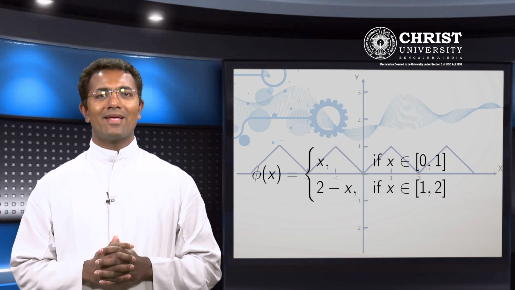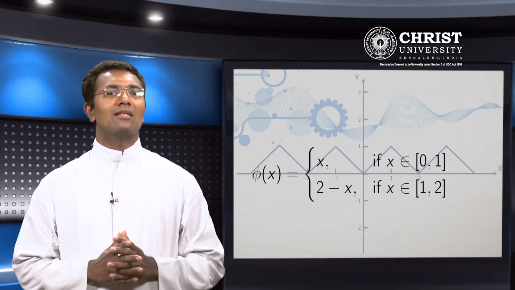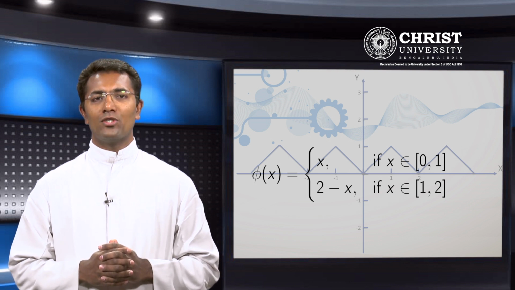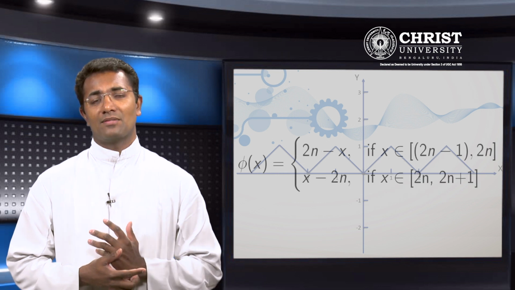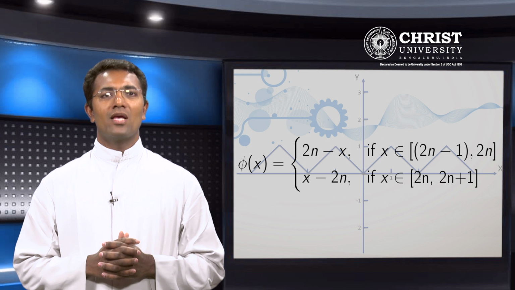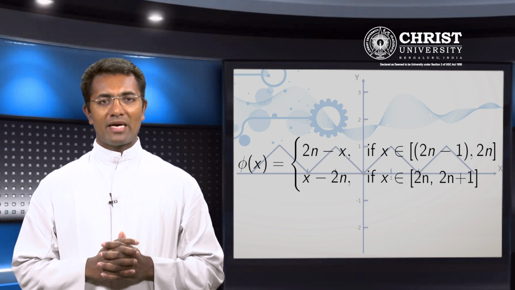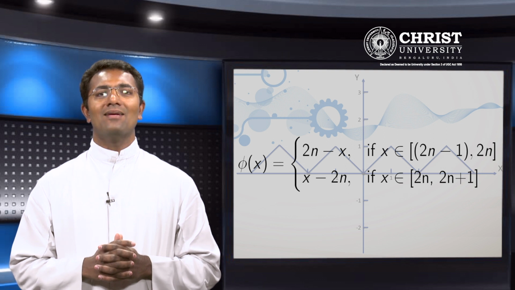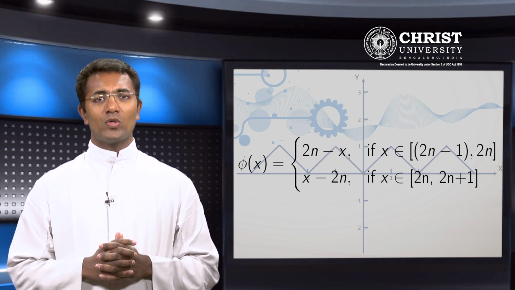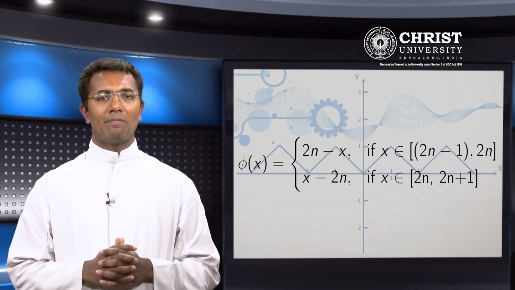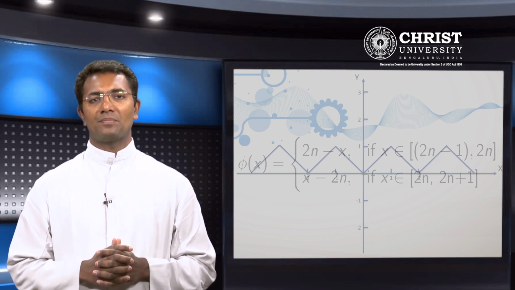Phi of x is equal to x for all x in the interval 0 to 1 and 2 minus x for all x in 1 to 2. We can generalize this. Phi of x is equal to 2n minus x if x is in the interval 2n minus 1 to 2n, and phi of x is equal to x minus 2n if x is in the interval 2n to 2n plus 1 for all integer n.